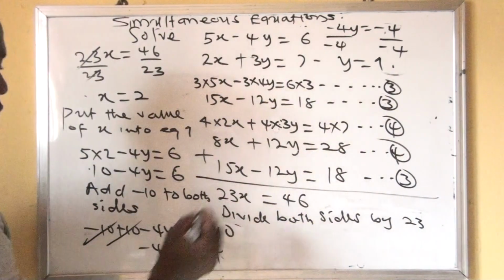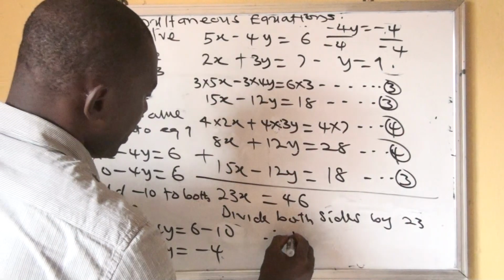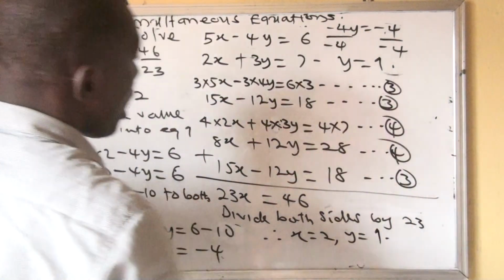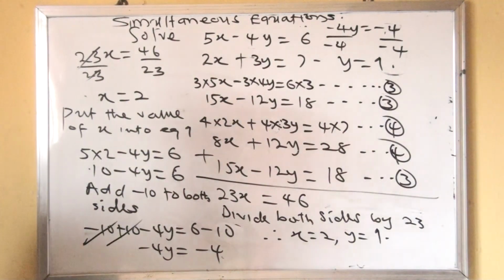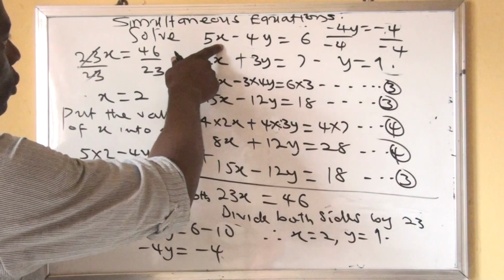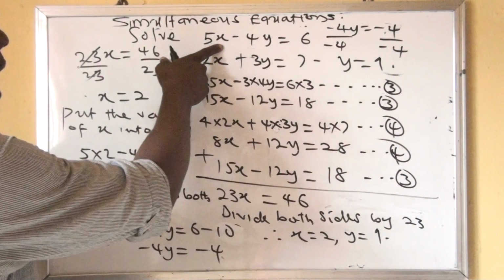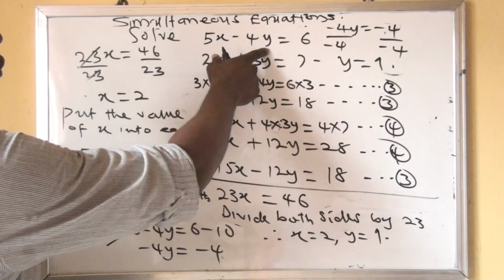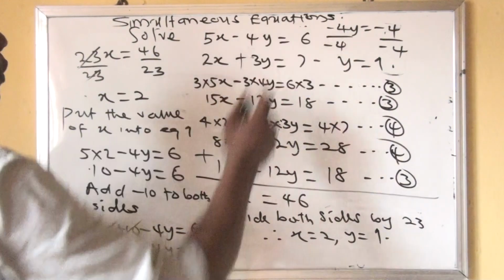Y, x is 2. So we can say therefore x is 2 and y is equal to what? 1. We can check using either of these equations. If x is 2, 5 times 2 is 10. And y is 1. Minus 4 times 1 is 4. So 10 minus 4 will give us 6.